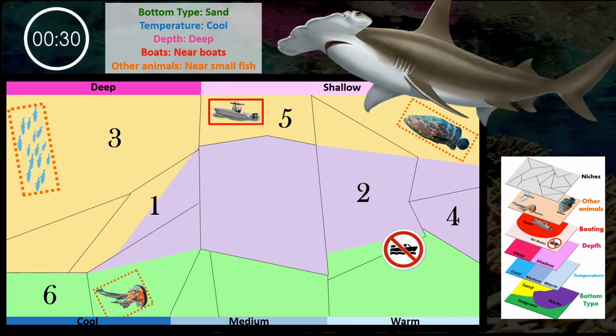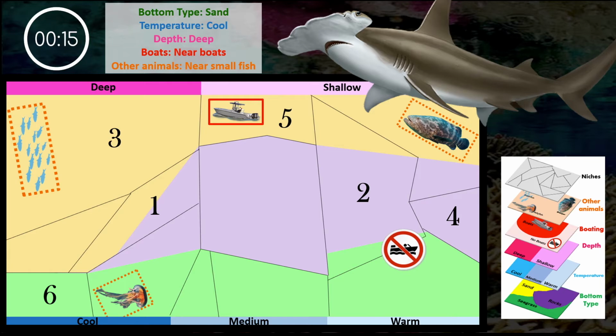You got bottom type sand, you've got cool water, deep water, near boats, and near small fish. So I'm going to reset my timer. Ready, steady, go. All right, so we said bottom type was sand, didn't we? So what color is the sand again? Yeah, that's yellow. All right, cool water. The sharks like a little bit cooler water generally, at least this shark does. You guys do. You're sharks right now.